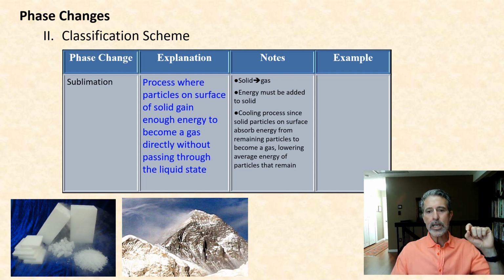We can once again say that sublimation would be a cooling process, since particles on the solid surface must absorb energy from the other particles, the remaining particles that don't sublime. And when they do so, the particles that are left that don't turn into the gas now have lower energy on average. So the solid that remains, with those particles having lower energy, will be at a lower temperature. That is why we say it is a cooling process.